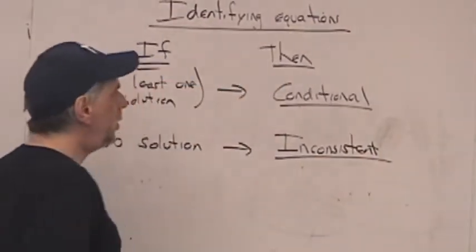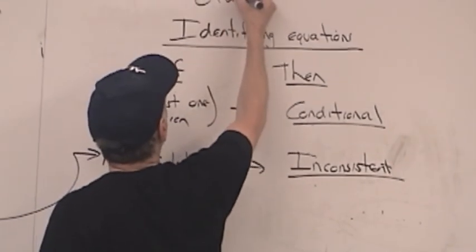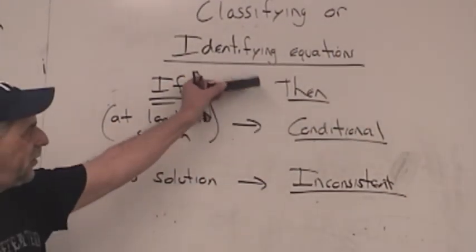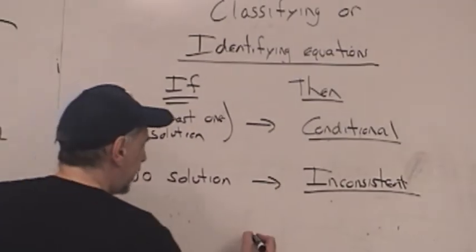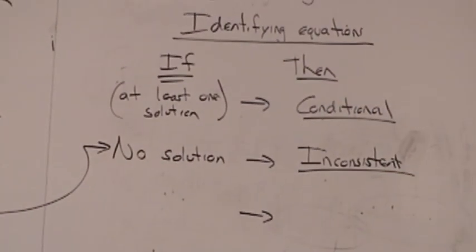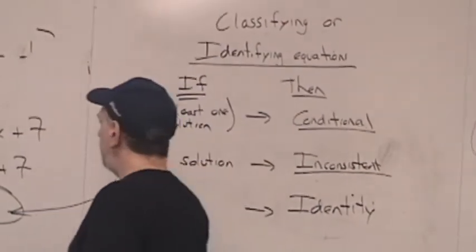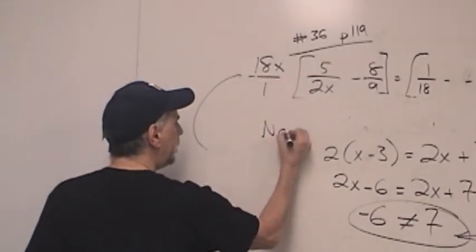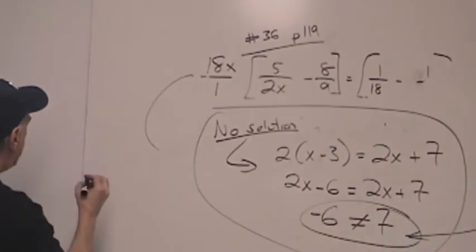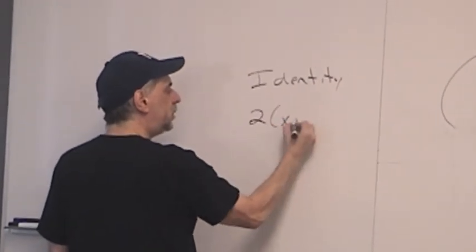So sometimes you're going to be asked to classify an equation or identify the equation. Classifying or identifying an equation, you're going to be asked to identify it as conditional, inconsistent, and the last choice is, what is the last choice? Identity. Now an identity means, so this is an example of no solution. And here would be an identity, would be something like this.